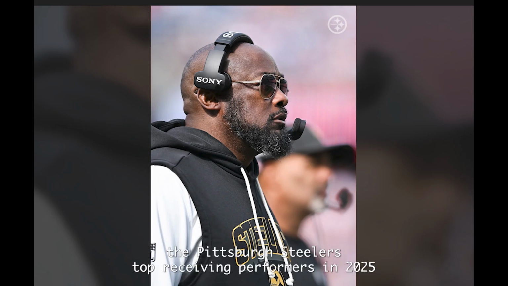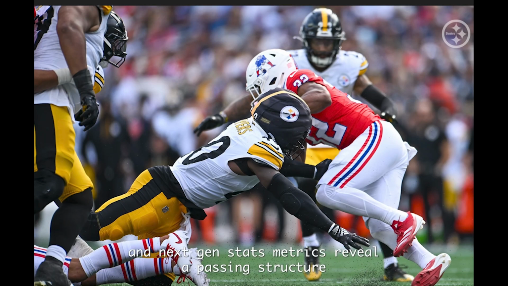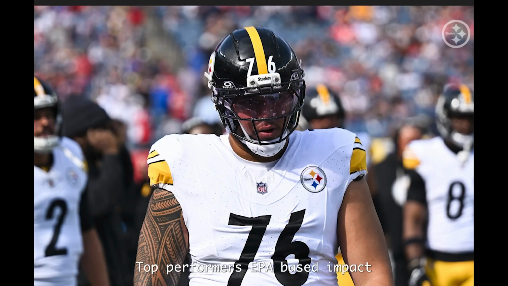The Pittsburgh Steelers' top receiving performers in 2025, based on expected points added, EPA impact, and next-gen stats metrics, reveal a passing structure built around precision, physicality, and slot-based adaptability. Top performers, EPA-based impact.